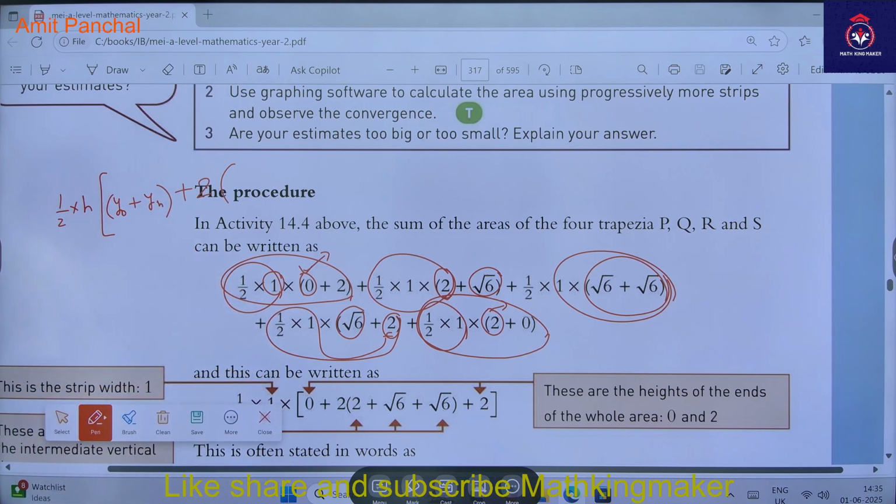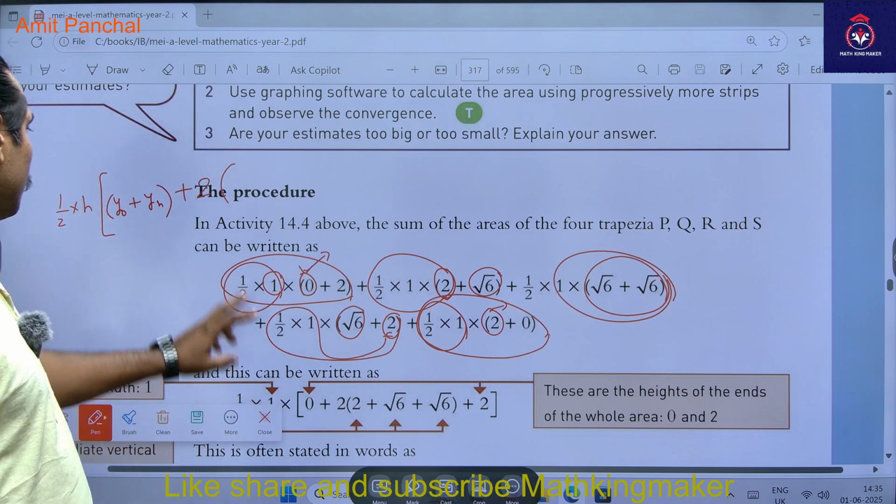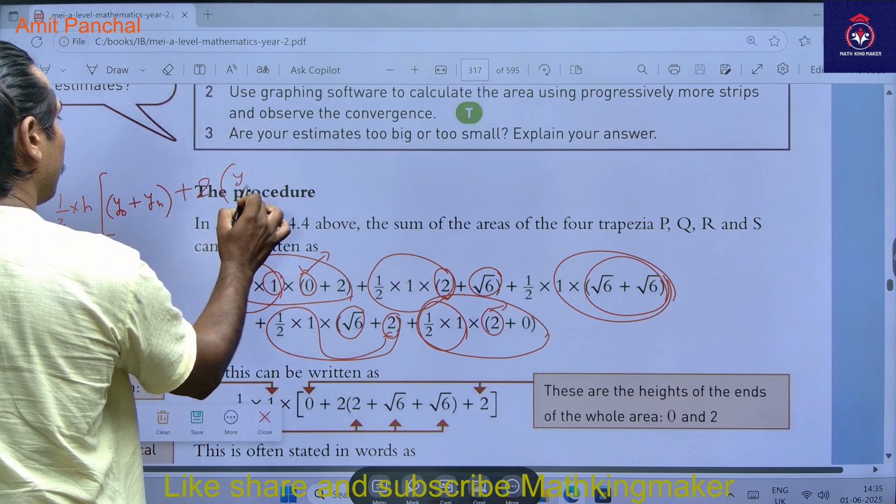Are the last 2 trapeziums triangles? Yes, it is a triangle. The first one and the last one are triangles. Okay, got it? Yes, I got it now. You can remember this formula.